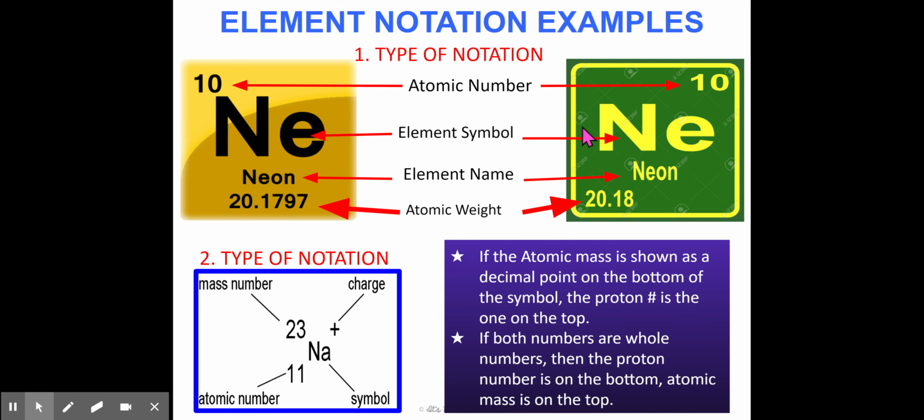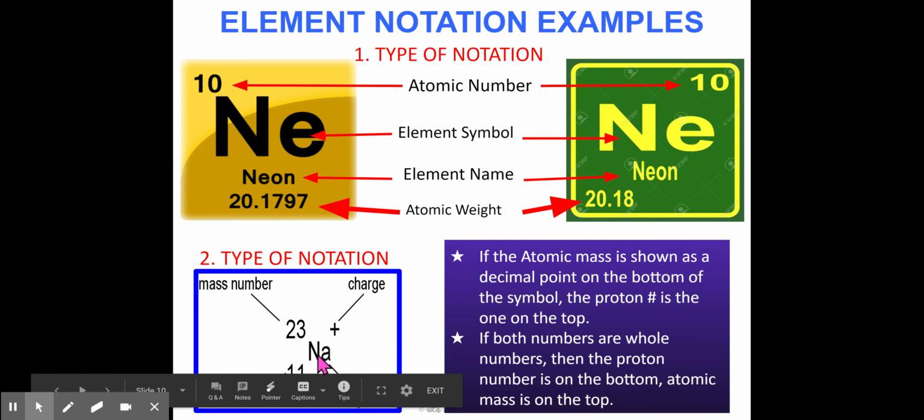Okay, so these are 2 different versions of the same type of element notation. Sometimes people put it on the top, sometimes on the bottom. The only thing you need to know is, if there's a decimal number, that's the atomic weight. And the other number is the atomic number. These 2 numbers are important because they are going to tell you everything about the element.